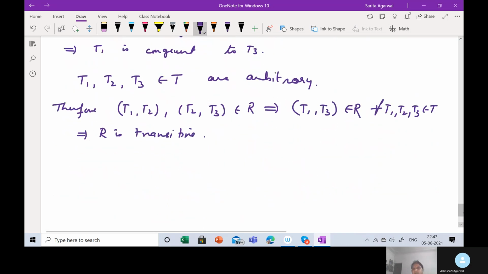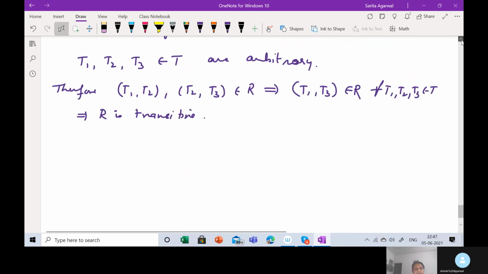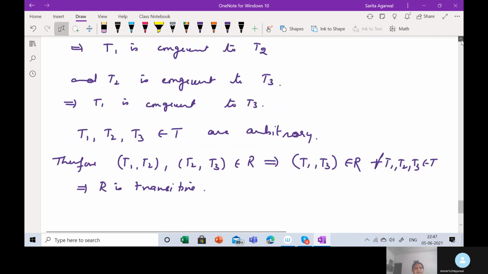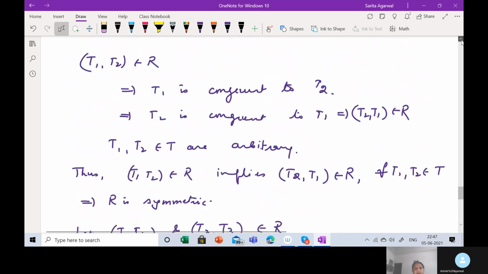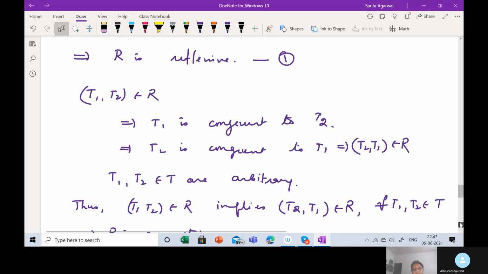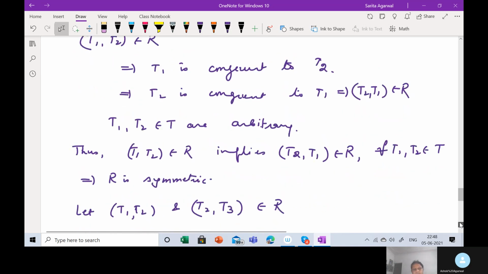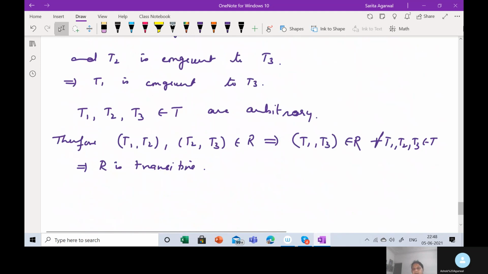So I can number that where we have this symmetric, where we have this reflexive. So here I can number this as 1. And the symmetric is where the symmetric is written.